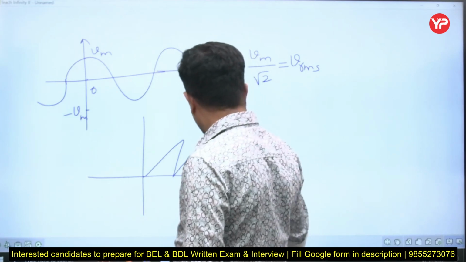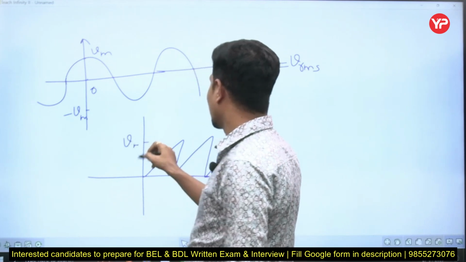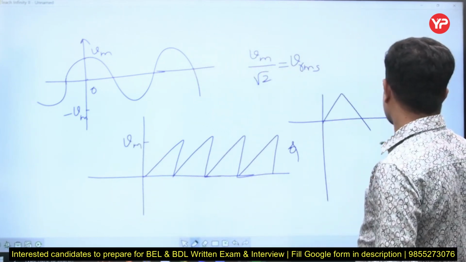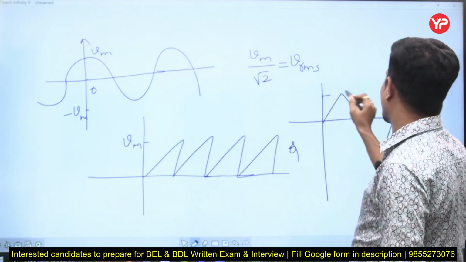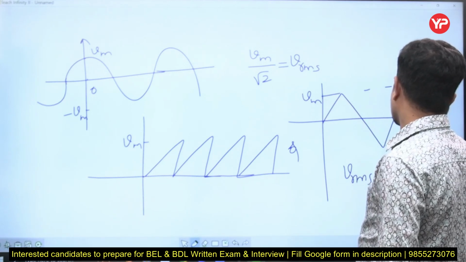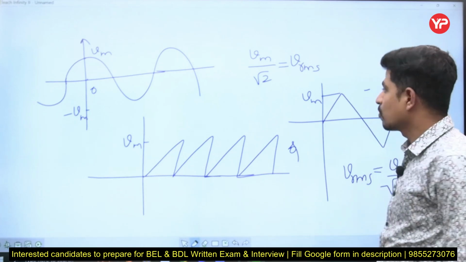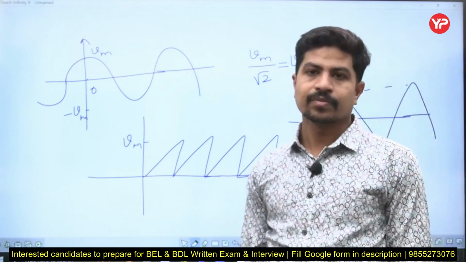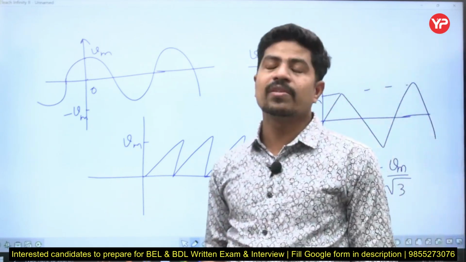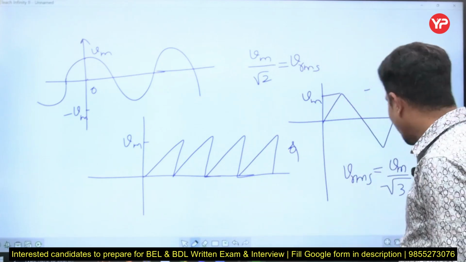This may be a triangular wave, or another kind of triangular wave, whatever the type of triangular. What other kind of triangle is possible? Yes, this is also a triangle. Whatever it is, the maximum value is Vm. Its Vrms is Vm by root 3. Depending upon the shape, it is triangular by root 3. Whether it is a sine with phase shift or without phase shift, in whatever way it is, it is by root 3.